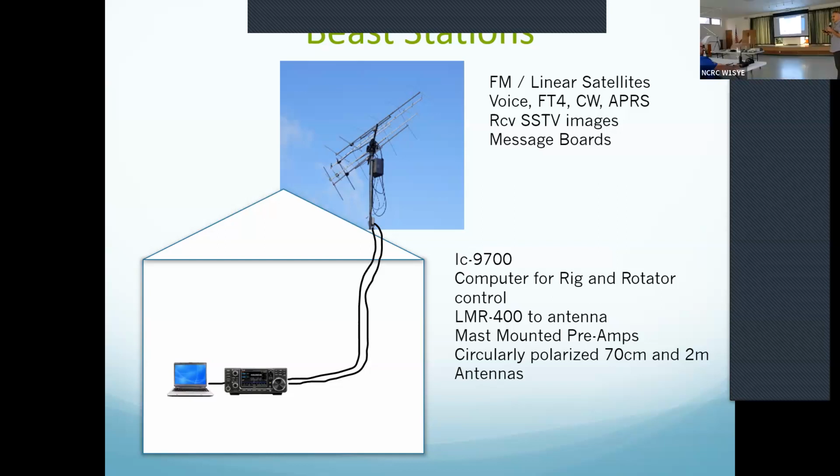And that creates circular polarization, which syncs up very well with the satellites, and they work. It's the best way to work. So this station here has two circular polarized antennas, preamps, an IC-9700, and a computer controlling the Doppler. Now, you're able to switch it either way.